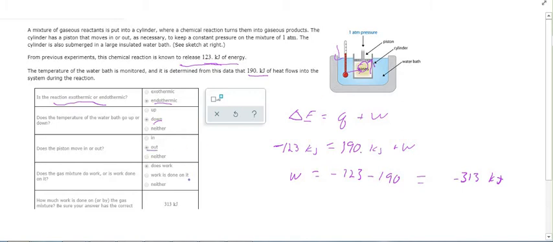Does the gas mixture do work? We already said it does work. And how much work is it doing? It's doing 313 kilojoules worth of work. And so that's how I answered that question.